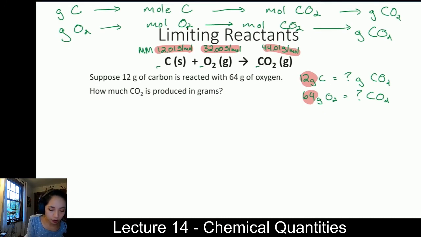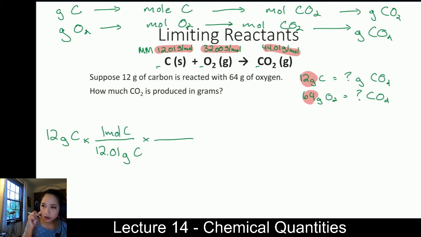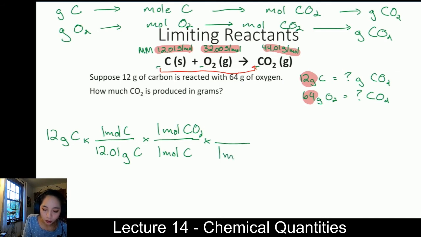All right, so I'm going to start with the carbon one first. So 12 grams of carbon. I need to go to moles of carbon. So 12.01 grams of carbon, 1 mole of carbon. Now I use stoichiometry. So I see that it's just a 1-to-1 ratio. That's easy. So just 1 mole of carbon will make 1 mole of CO2. And then I need to go to grams of CO2. So molar mass, 1 mole of CO2 gives us 44.01 grams of CO2. And that will equal some number.